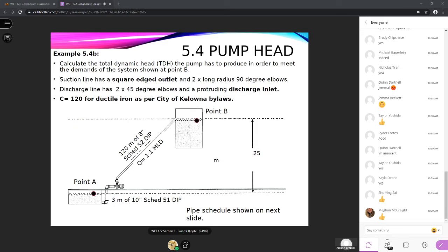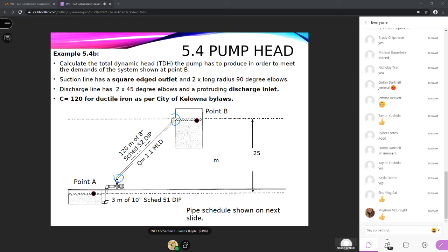All right, so here we go. Basically, we've got the suction line has a square-edged outlet and two, oh geez, it says long radius 90-degree elbows. Oh no, sorry. Never mind. So we just did these two elbows here.